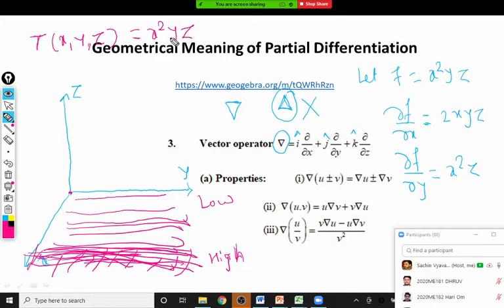Now, at which point? Suppose this is dou t by dou y, which is x square z, and we are calculating the rate of change of this function at a point. You can take any point other than 0. So let us say 1, 2, 3. If you take 1, 2, 3, then you will get the corresponding rate of change. Similarly, you can calculate dou t by dou x.